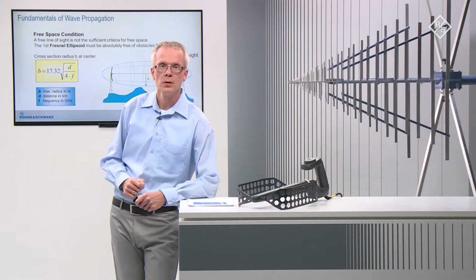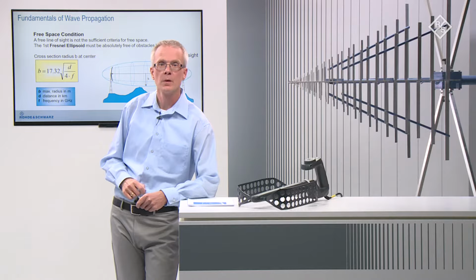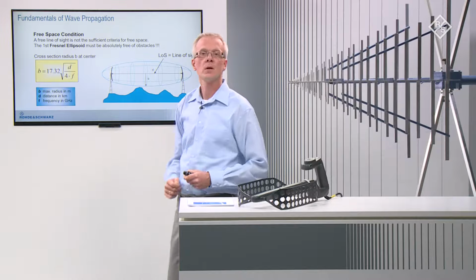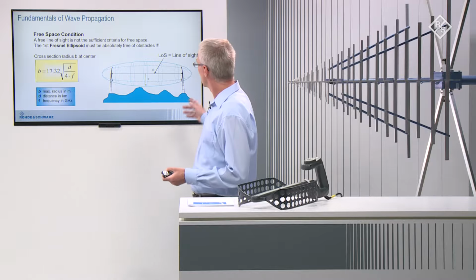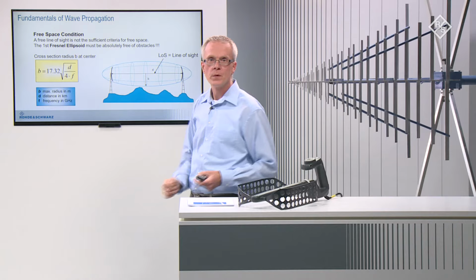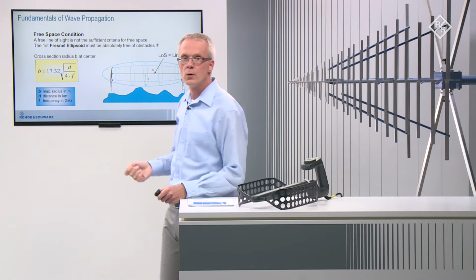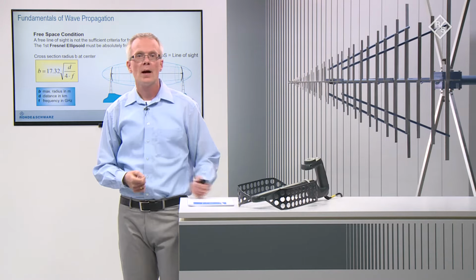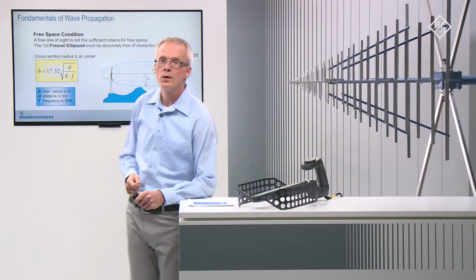The second precondition is the existence of free space conditions. If we assume our antennas on two towers in a hilly area, the free line of sight is not a sufficient criteria for free space conditions. Additionally, it has to be ensured that the so-called first Fresnel ellipsoid is absolutely free of obstacles. This is a rotational ellipsoid with the two antennas at its focal points. Depending on the distance and the frequency, the cross-section radius of the ellipsoid can be calculated with the formula shown.